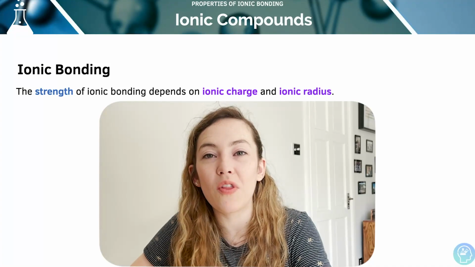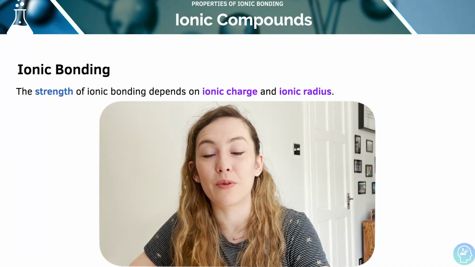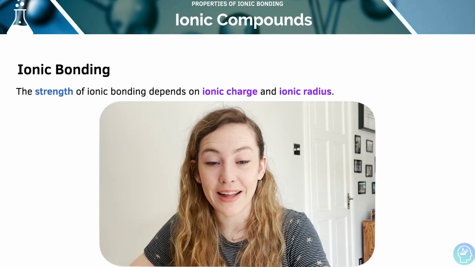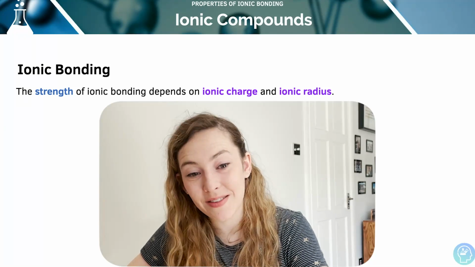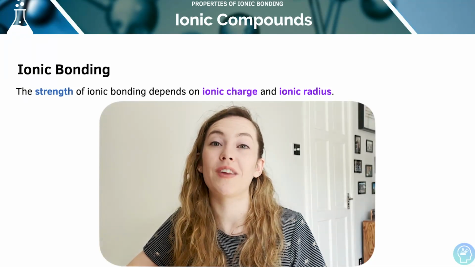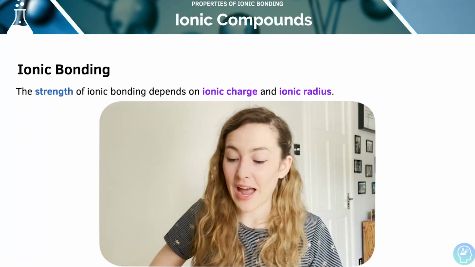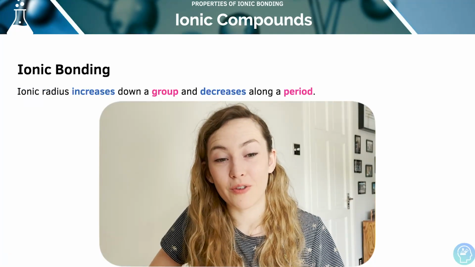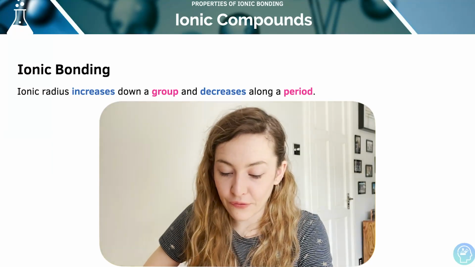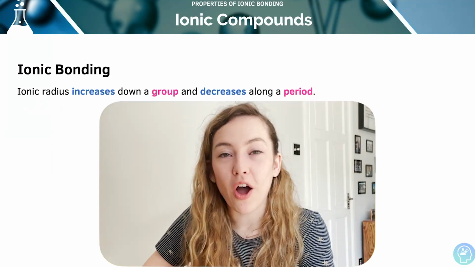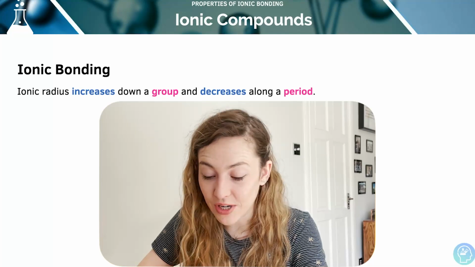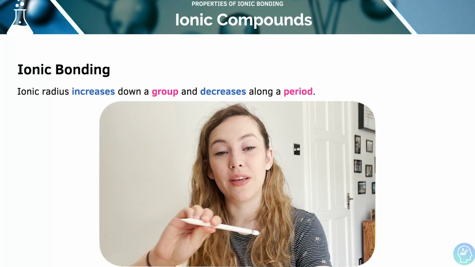Also, the smaller the ions, the more closely together they're able to pack in the ionic lattice, and therefore the shorter the distance between the oppositely charged ions. That also increases the strength of the electrostatic forces of attraction, and so you get a stronger ionic bond. And there are a few patterns that we need to remember. The ionic radius is going to increase as we go down the group, and decrease as we go along a period.